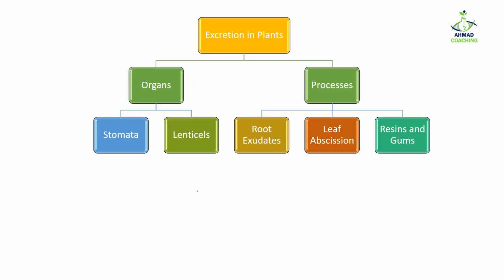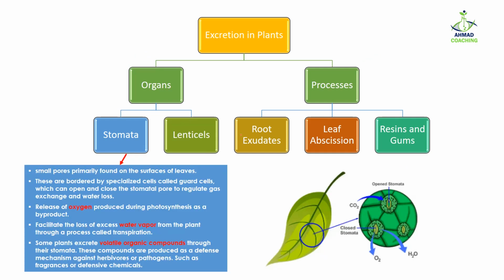If I categorize excretion in plants, I will categorize it into two types: one through organs, one through different processes. When I talk about excretory organs in plants, it involves stomata and lenticels, while the processes involved in excretion include root exudates, leaf abscission, resins and gums. Let's study each of these points one by one, starting with the stomata.